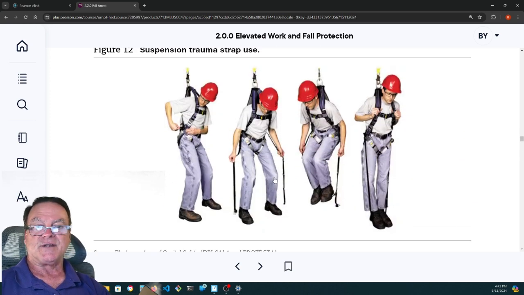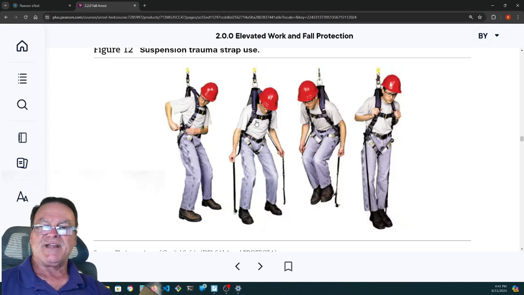This is, well, I shouldn't say it's relatively new. I've been out of the business for 20 years, so it's not really relatively new, but these are suspension trauma straps. If you're ever in a safety harness and you encounter a fall and the safety harness saves your life, the safety harness can also take your life. The way these straps are across your legs, they cut off your blood supply to your legs.